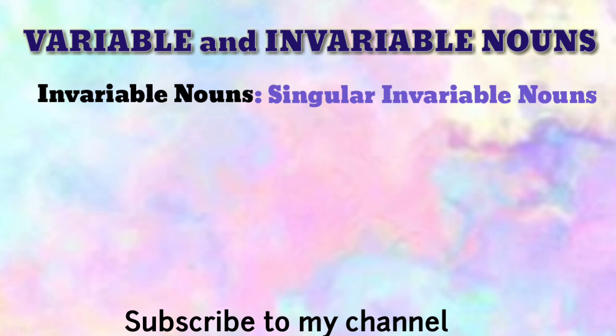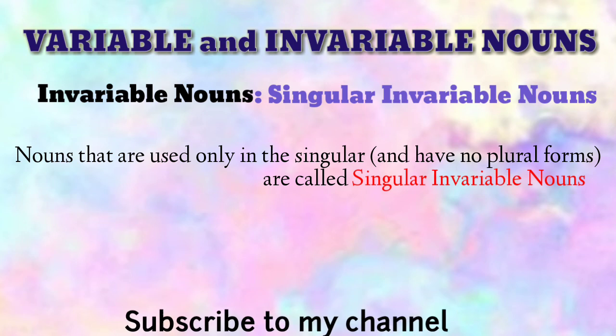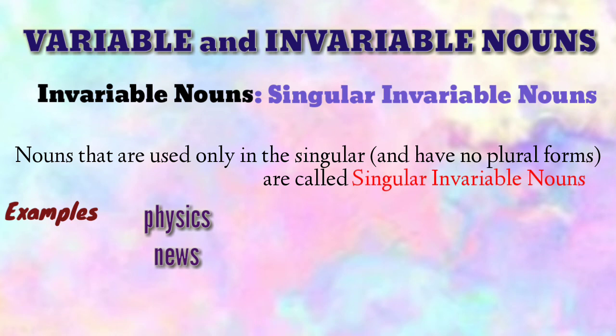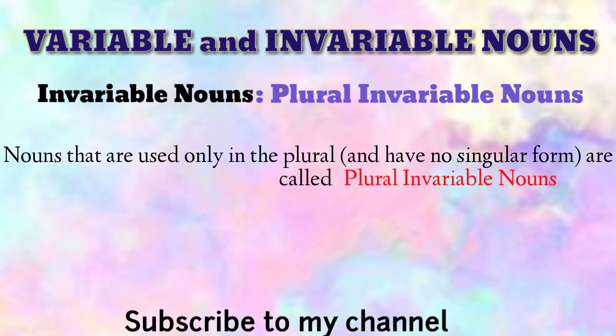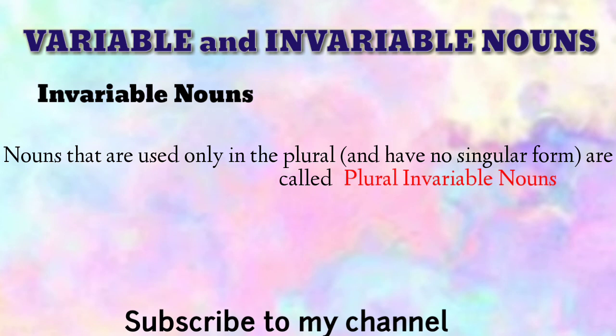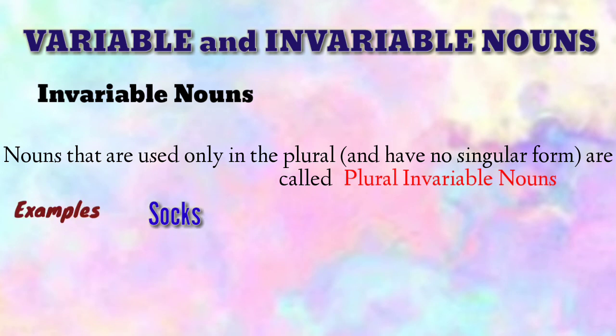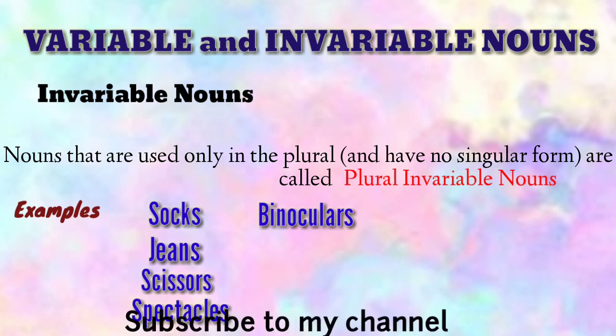So students, nouns that are used only in the singular and have no plural form are called singular invariable nouns. For example, physics, news, politics. Nouns that are used only in the plural and have no singular form are called plural invariable nouns. For example, socks, jeans, scissors, spectacles, binoculars.